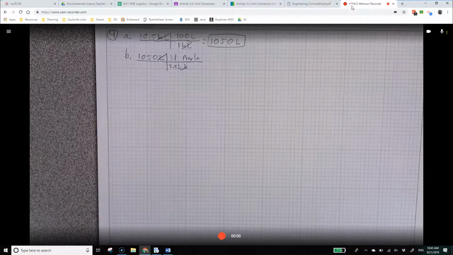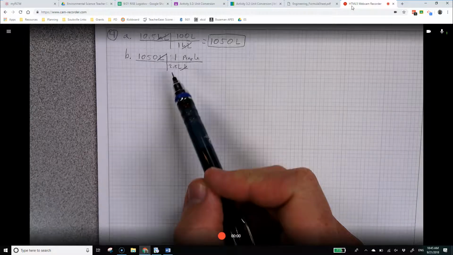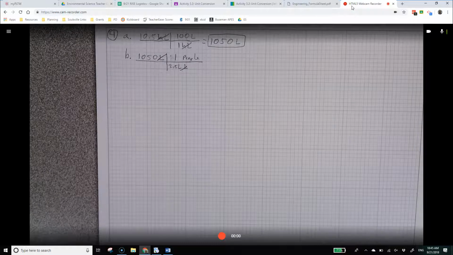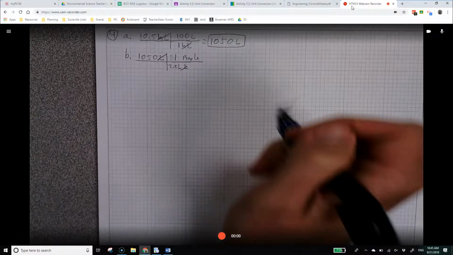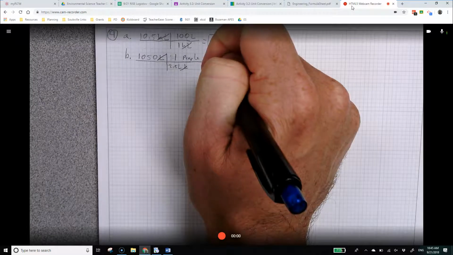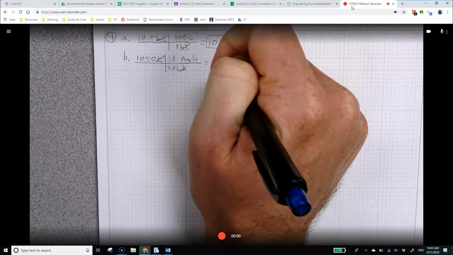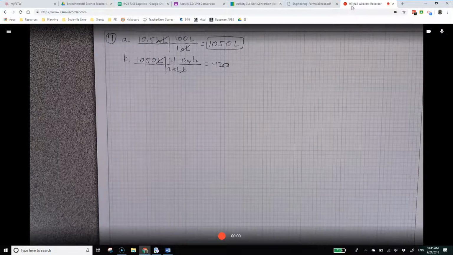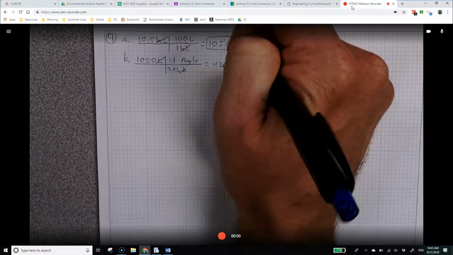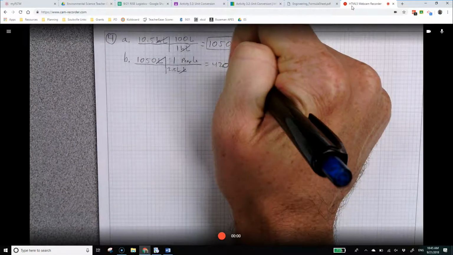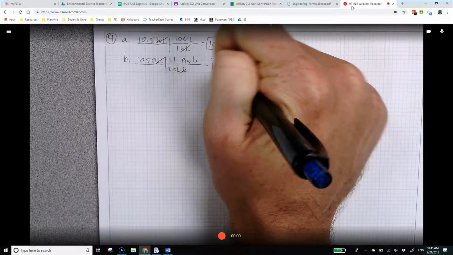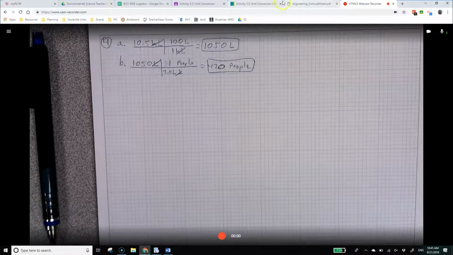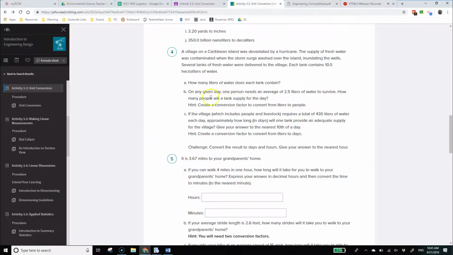And then, because this is on the bottom, should I multiply or divide by 2.5? Divide, excellent. So it's going to be 1050 divided by 2.5. 420. All right, so 420. And what are the units for this answer? People, thank you. 420 people. All right, not too terrible.